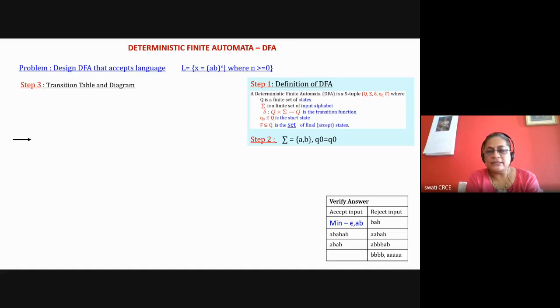Like my minimum length string is epsilon. Epsilon means nothing. So nothing means this is my arrow. Arrow means the machine is reaching to the particular state, like Q0. As soon as the machine reaches Q0, it will go to the final state for epsilon. So I'll say that my initial state is equal to final state. Okay, so this is the diagram for epsilon.